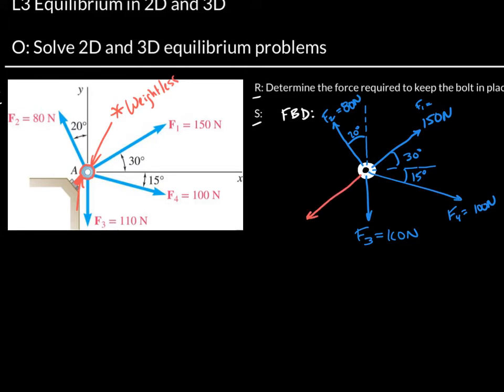Okay, so I'm going to call this, it's the opposite of the resultant, right? Let's just call this F bolt. And we don't really know anything about that bolt. I know it's got an angle, which I'm just going to go ahead and call theta, and I'm guessing its direction.